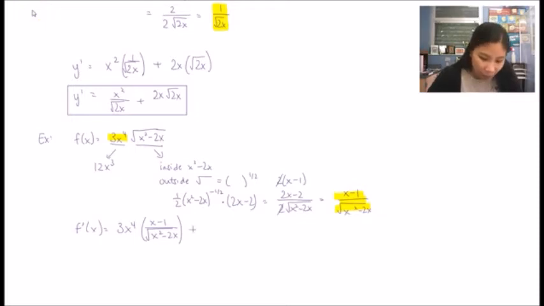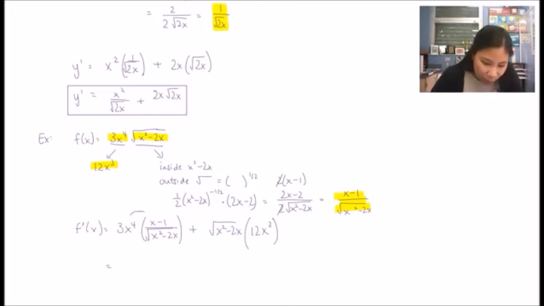And then I'm going to add the other side of the product rule. So I've got the original square root of x squared minus 2x being multiplied with the derivative of the first thing, which is 12x cubed over here. Okay, oh geez, I got a lot of x's everywhere. Let's multiply some stuff out.